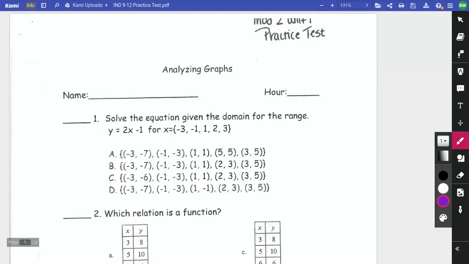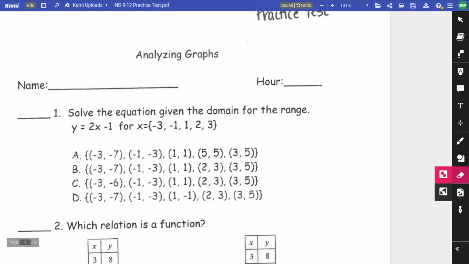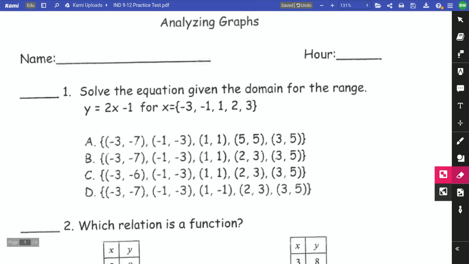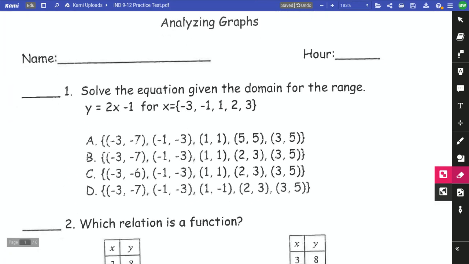Okay, so let's look at this practice test. It's a review for the test over indicators 9, 10, 11, and 12. I'm going to zoom in on this a little bit, see if I can. There we go. So let's look at this first one.